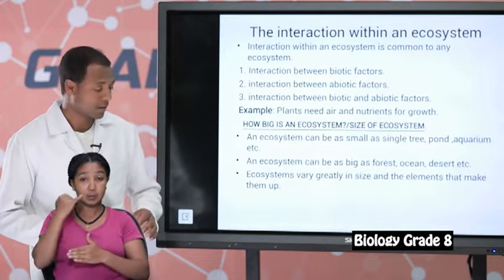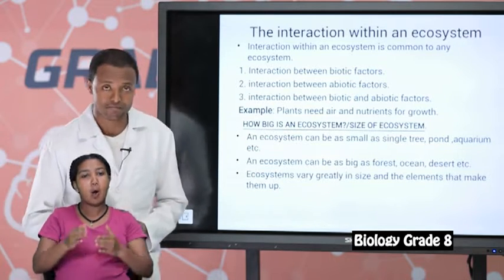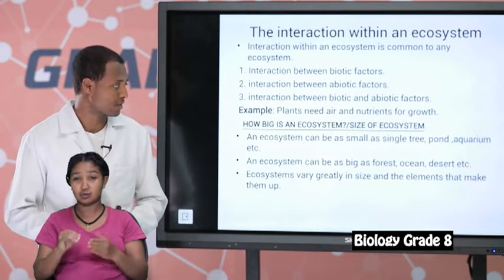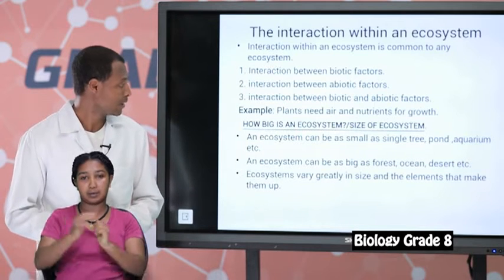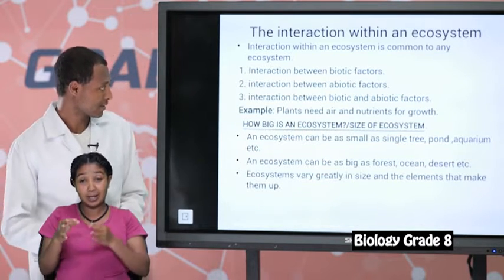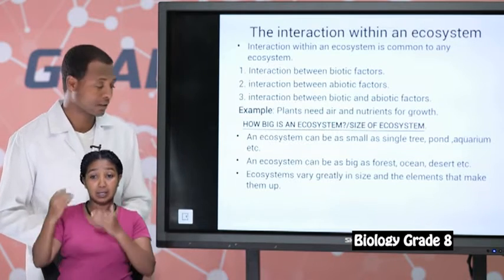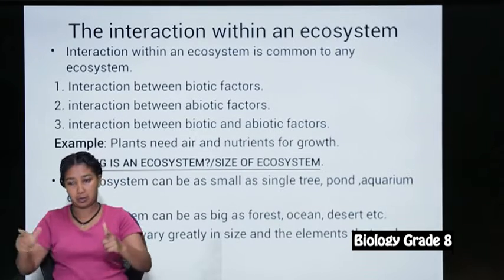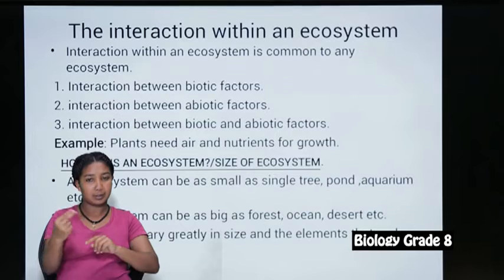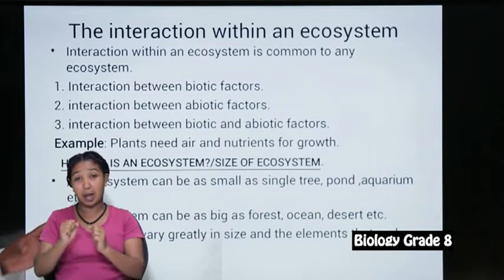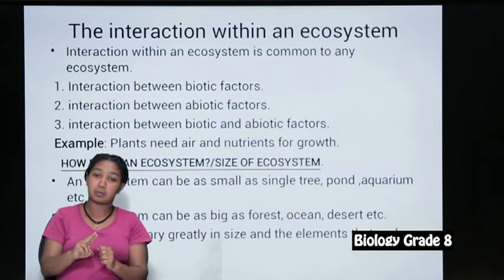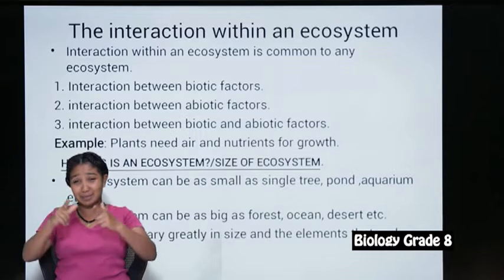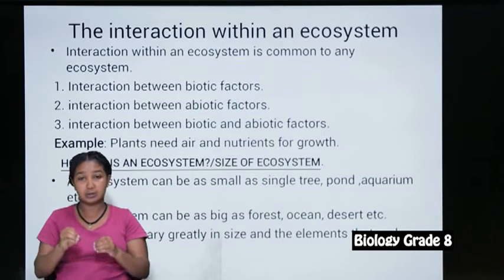The next point is how big is an ecosystem? It has to do with the size of the ecosystem. We can explain the size of ecosystems as small ecosystems and big ecosystems for different purposes. An ecosystem can be as small as a single tree, pond, aquarium, and others. Another ecosystem can be as big as a forest, ocean, desert, etc.